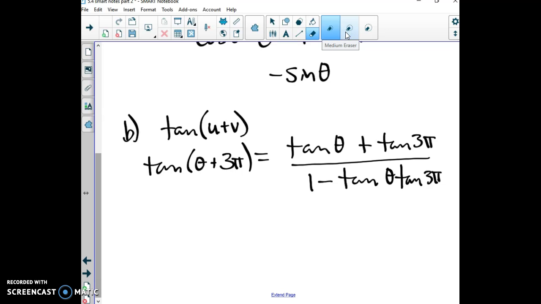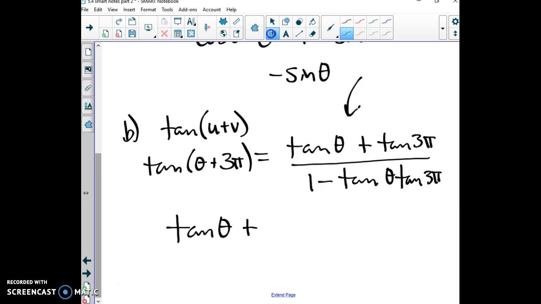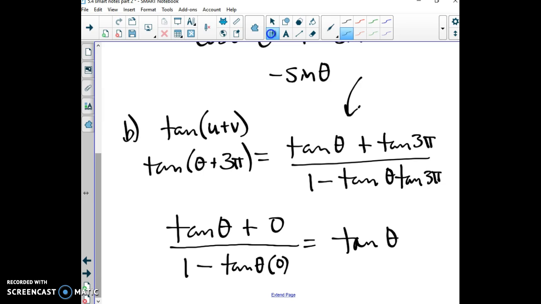So we're going to use the sum formula for tangent of u plus v. And we have simplifying tangent of theta plus 3 pi. So we're going to plug it into our formula. It looks like this: tangent u plus tangent v over 1 minus tangent u times tangent v. So you can see I've plugged those values in. On the top we have tangent of theta plus tangent of 3 pi, which is simply 0. And we have 1 minus tangent of theta and tangent of 3 pi, which is 0 again. And you can see that that simplifies to tangent theta.